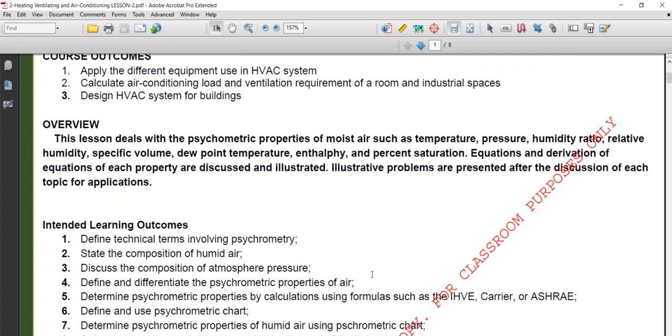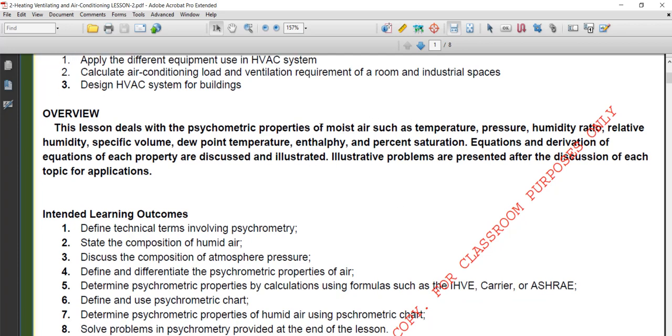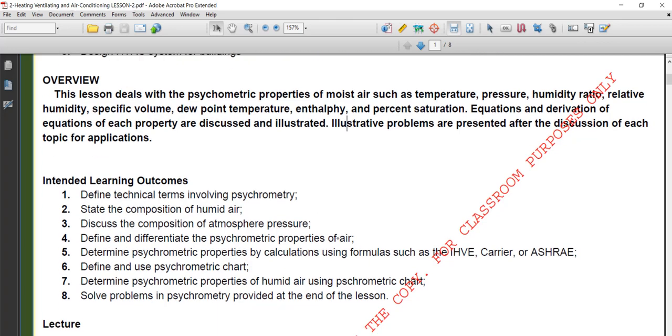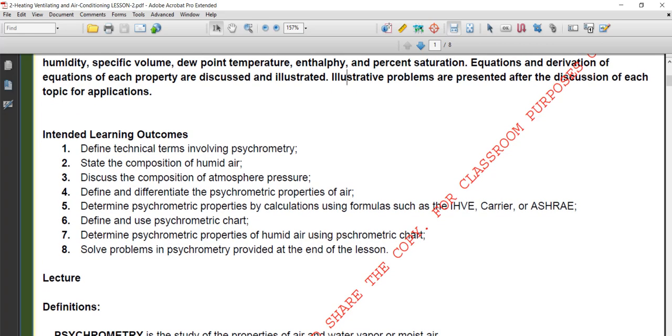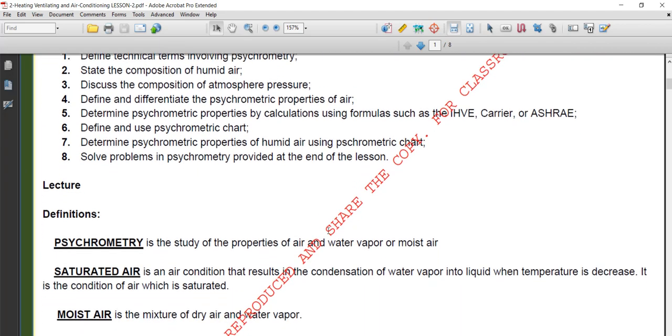The overview of this lesson deals with the psychrometric properties of moist air, such as temperature, pressure, humidity ratio, relative humidity, specific volume, and dew point temperature. We also have the enthalpy and the percent saturation. The equations and derivations of each property will be discussed and illustrated in the problems presented for this topic.